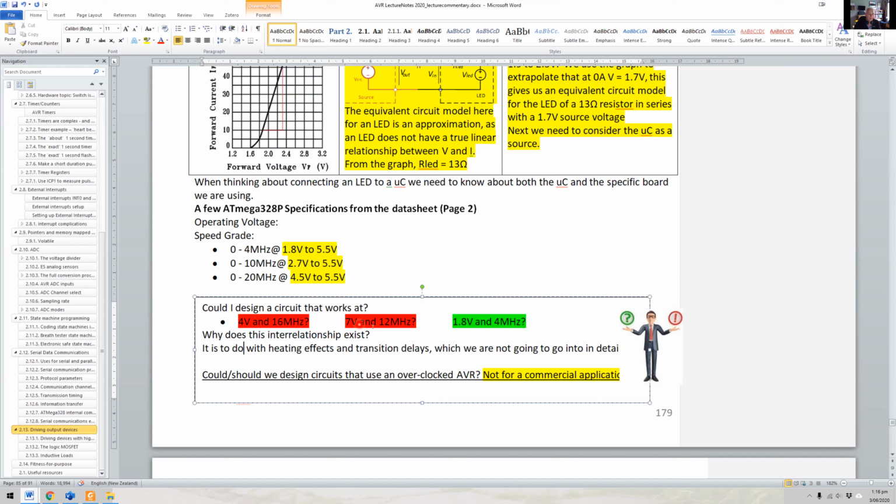Could you run it at 7 volts and 12 megahertz? Well, absolutely not, because 7 volts is beyond the specification. Absolute max was 6 volts for these devices, okay? And typically 5.5 is the maximum you want to go to. Now, could we run it at 1.8 volts and 4 megahertz? Well, yes, we can. We can run it at 1.8 volts and 4 megahertz, okay? So these are just some simple specifications.